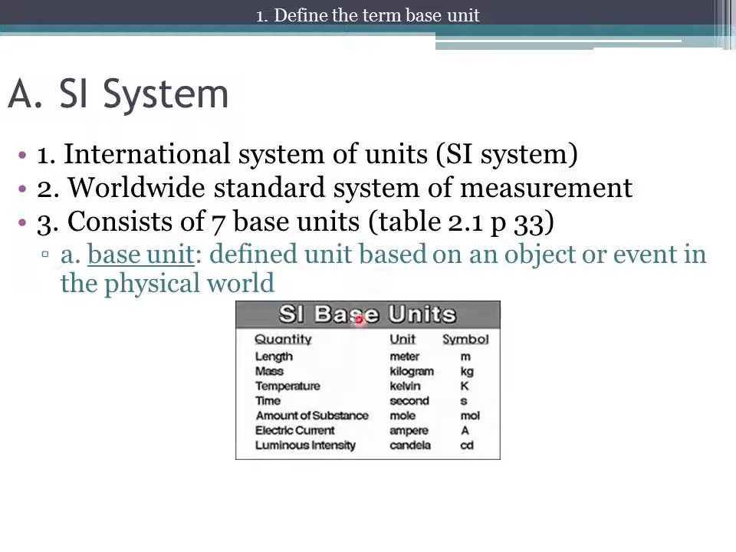You'll notice that there are 7 units, so 7 quantities that get measured: length, mass, temperature, time, amount of substance, electric current, and luminous intensity. The units that go along with them, you can see them here: meter, kilogram, etc., and the symbols for each of those units. Now, you might be asking, what do we mean by a unit based on an object or event in the physical world?